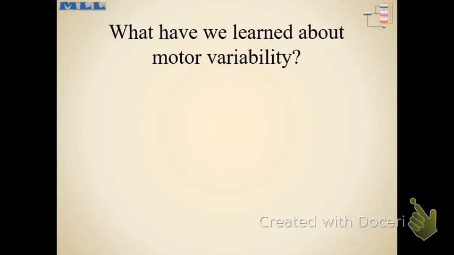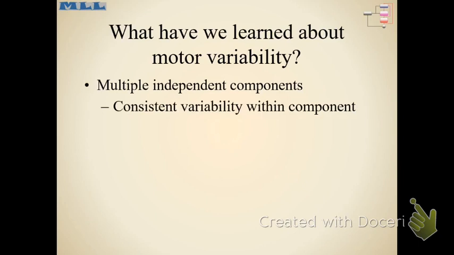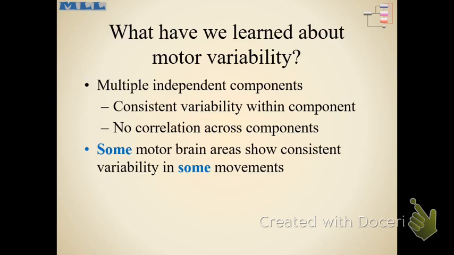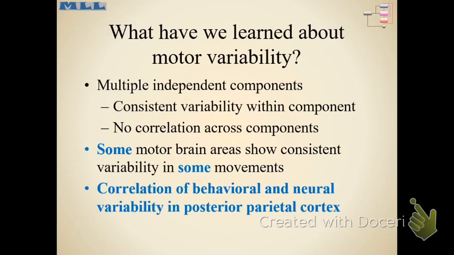So that's it. That's actually it about behavior, right? That's the first thing. That's what we're going to learn about noise in the motor system for now. And what did we learn? We learned that there's independent components of variance, right? That there's consistent variability within a component, that there's no correlation across components, and that some motor brain areas show consistent variability in some movements. But correlation of behavioral and neural variability is only in the posterior parietal cortex. And actually from this whole thing, while I think it's all really fascinating, that's really the part that we're going to move forward with. That's the part that's going to matter at the end of the talk.